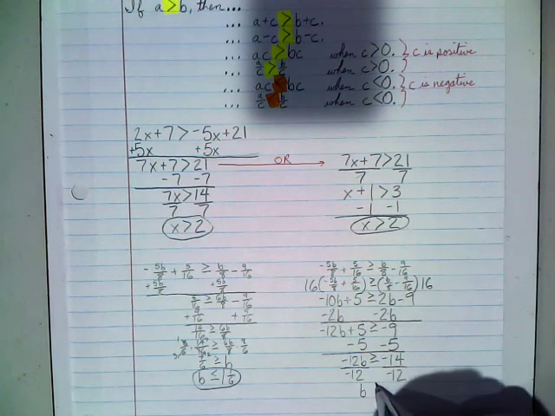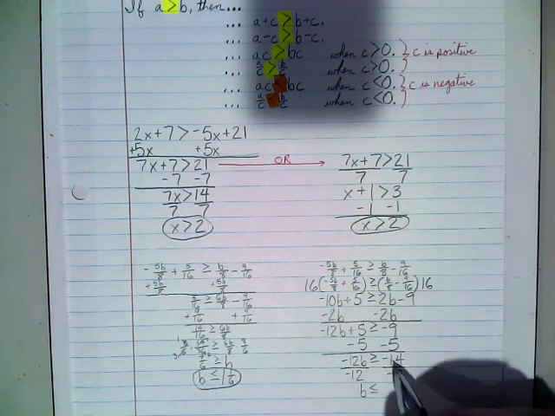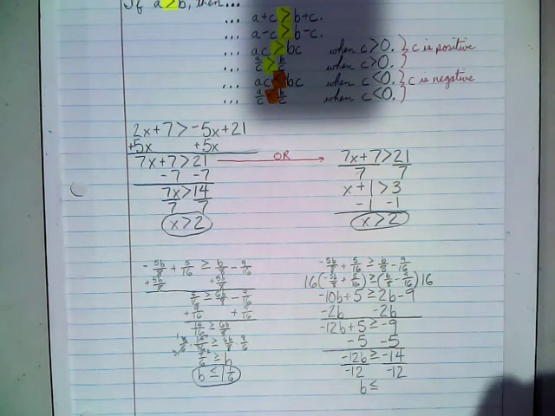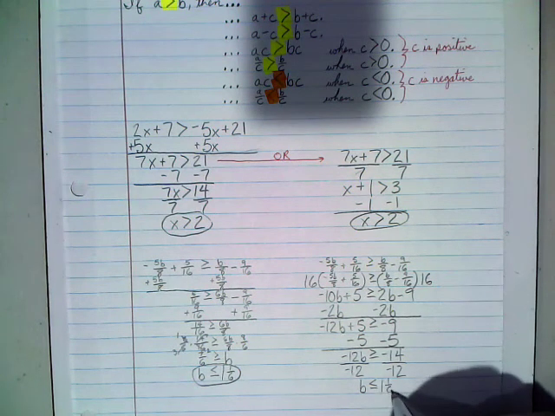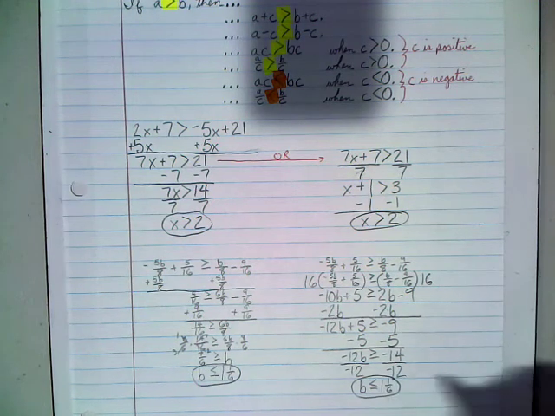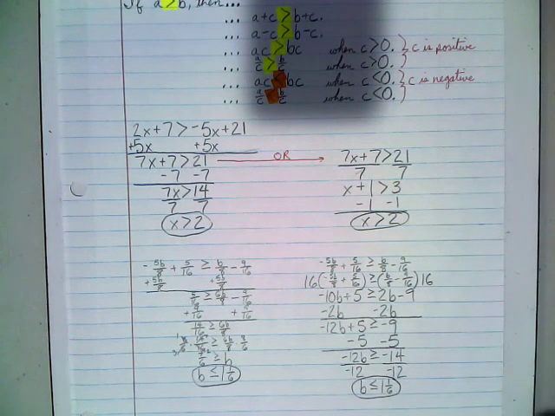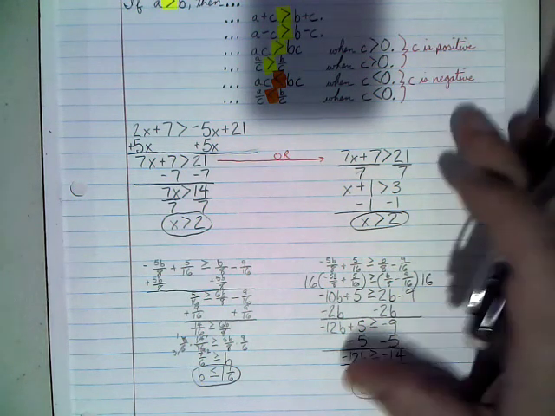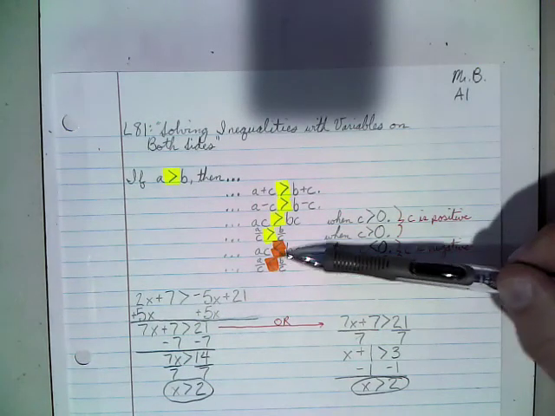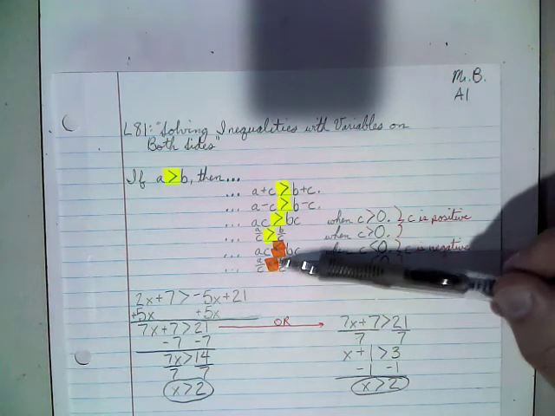So b will be less than or equal to, and then if we take a look at this guy here, negatives will cancel. 14 over 12 reduces to 7 over 6, which is 1 and 1/6. Same answer. Just one extra step. So, ladies and gentlemen, be careful when you're solving these to consider, am I multiplying or dividing by a negative?